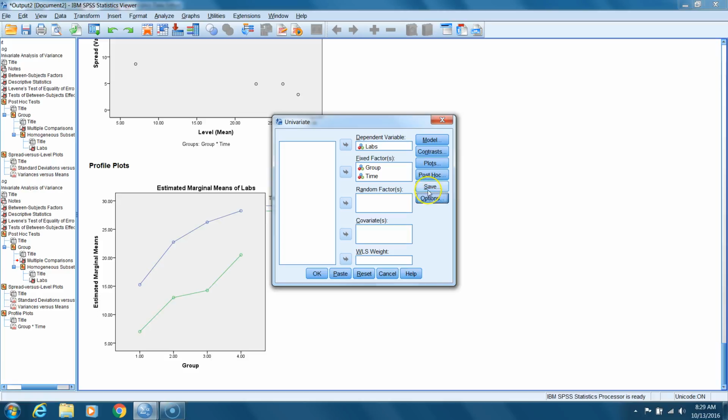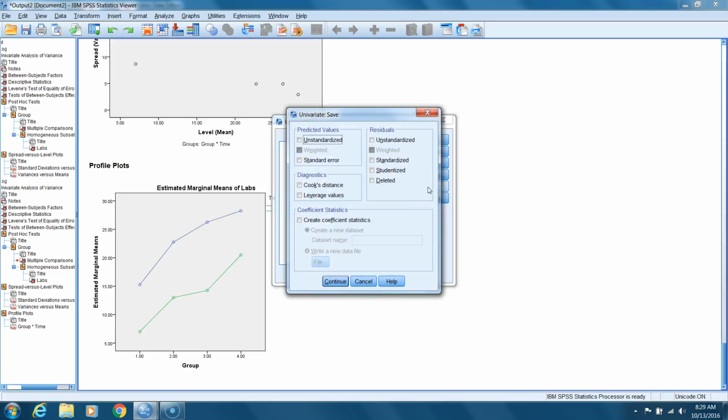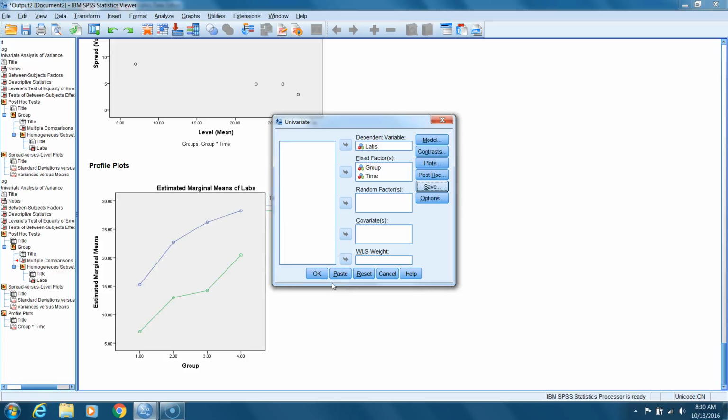Under save, we use this sometimes in examining some of the assumptions of our model. We could go ahead and save unstandardized residuals, so the raw residual will be produced in our data set. We want to save that from this model. I'll go ahead and click continue, and then click OK.